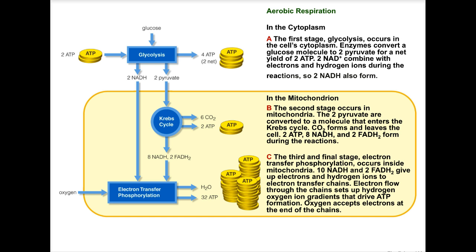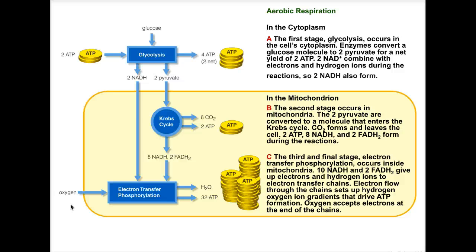Also notice that because the Krebs and electron transfer occur in the mitochondria, and we can see down here that oxygen is needed, the Krebs and electron transfer are termed aerobic cellular respiration. Glycolysis is a part of aerobic cellular respiration because the products of glycolysis, pyruvate and NADH, are used by the mitochondria, but it in and of itself is considered to be an anaerobic process.